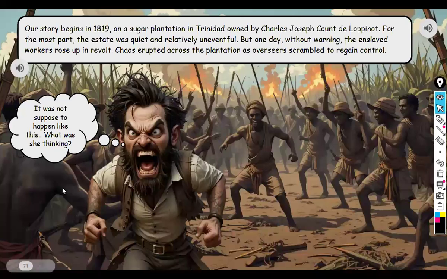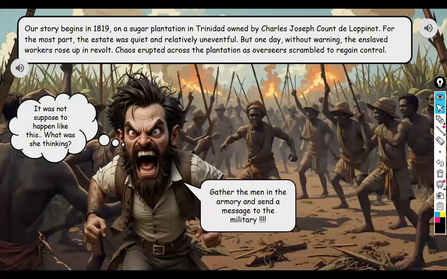this to happen. But look at what he's saying. It was not supposed to happen like this. What was she thinking? Who is she in this case, right? Who is he referring to? That's going to be a key part of the story here, right? So the army needs to get involved here.